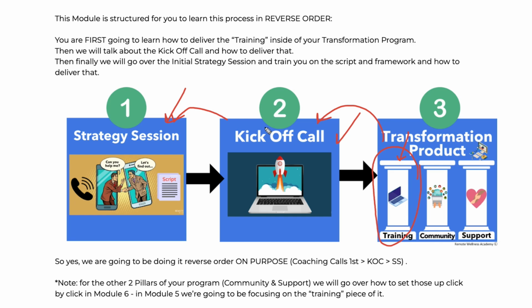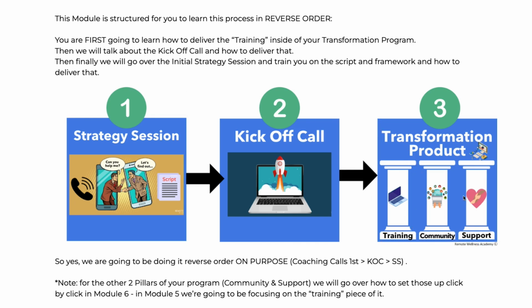Okay. Now, a quick note, you might have been like, whoa, wait a second. What about community and support? So for the other 2 pillars of your program, community and support, we are going to talk you through how to set those up click by click later on inside of module 6. But for the purposes of module 5, we're only going to be focusing on the training piece of your product. And then we're going to get into community and support inside of module 6.